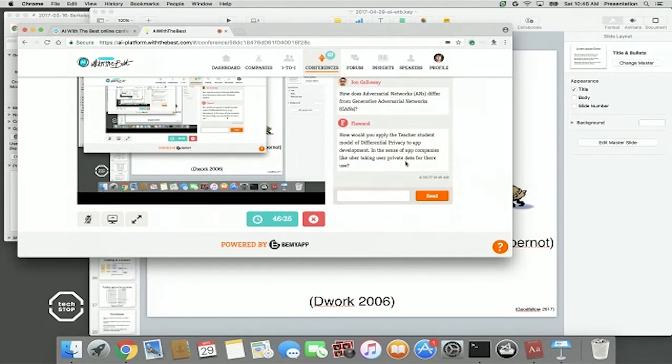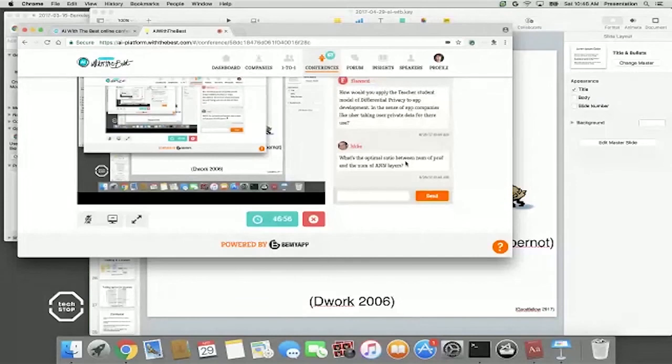Someone asks, how would you apply the teacher-student model of differential privacy to app development, in the sense of app companies like Uber taking user private data for their use? So Uber doesn't publish their machine learning models, and that means that they don't necessarily need to train the model itself with differential privacy. This is more if we have a model that we want to publish, that we would be interested in making sure that people can't analyze its weights. Uber probably has all kinds of models for predicting demand and things like that, but because they stay internal, they don't need to worry about people inspecting them.